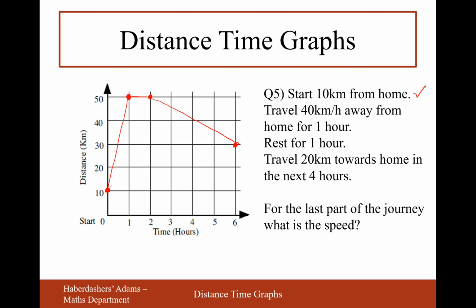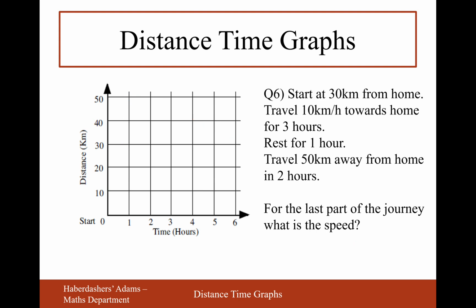For the last part of the journey, what is the speed? Well, in this case here, we've travelled 20 kilometers over 4 hours. So if you've travelled 20 kilometers over 4 hours, that's going to be 5 kilometers each hour. So 5 kilometers per hour, we've done the division of 20 divided by 4.